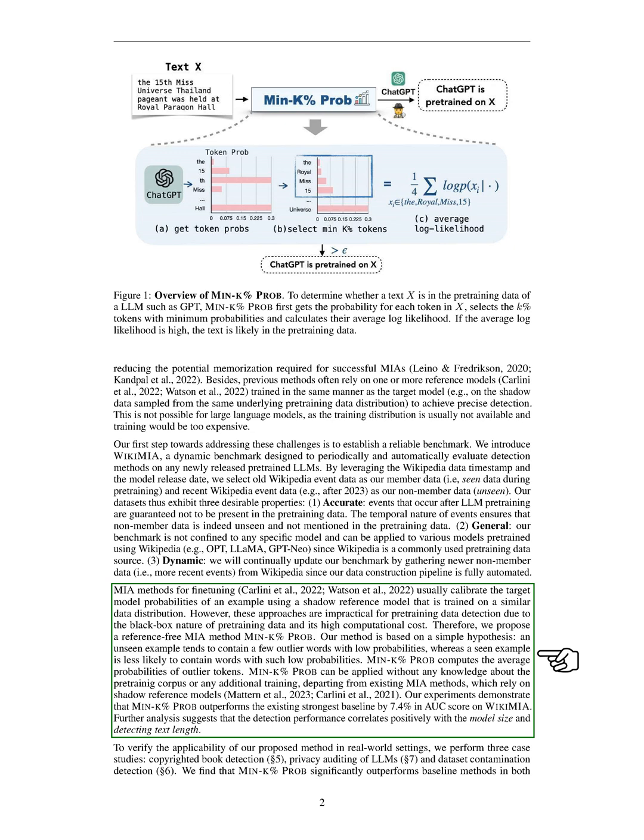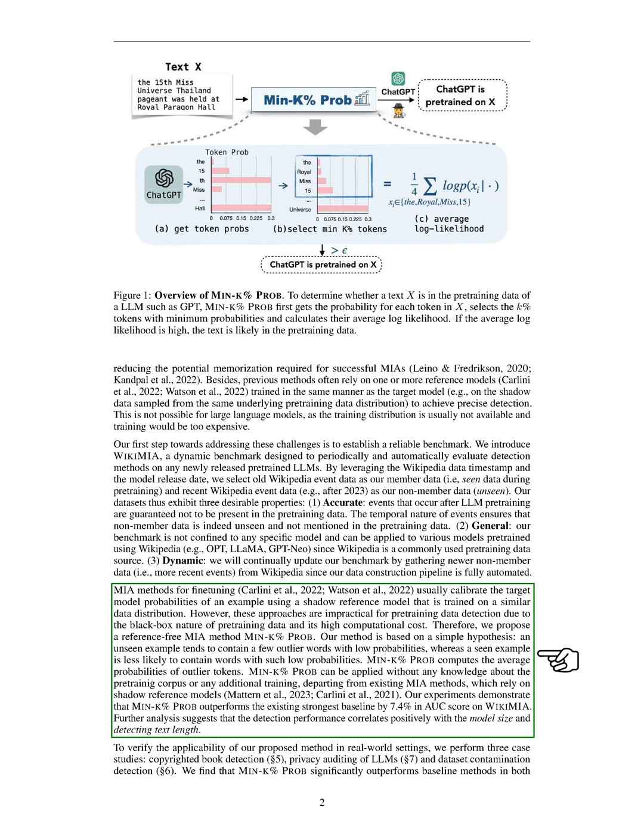Our method is based on a simple hypothesis. An unseen example tends to contain a few outlier words with low probabilities, whereas a seen example is less likely to contain words with such low probabilities. Min-K% Prob calculates the average probabilities of outlier tokens. Min-K% Prob can be applied without any knowledge about the pre-training corpus or any additional training, departing from existing MIA methods, which rely on shadow reference models.